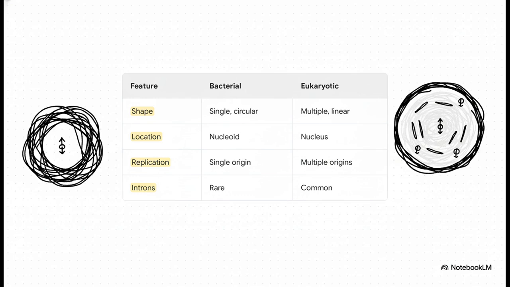Well, our DNA is split into multiple linear chromosomes, and they're all tucked away safely inside a nucleus. We also have many origins of replication to copy our huge genomes efficiently. And our genes are usually broken up by these non-coding bits called introns.